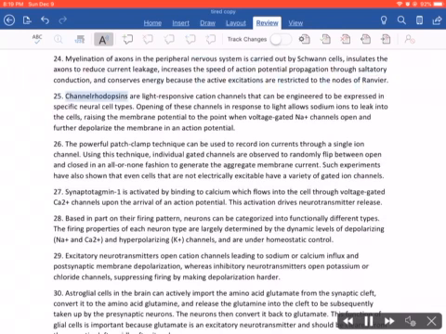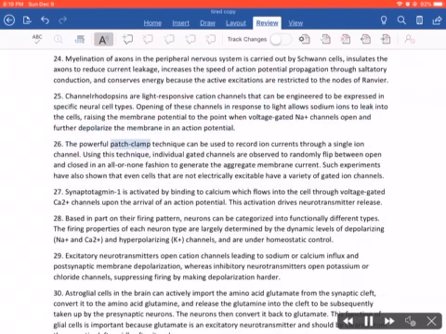25. Channelrhodopsins are light-responsive cation channels that can be engineered to be expressed in specific neural cell types. Opening of these channels in response to light allows sodium ions to leak into the cells, raising the membrane potential to the point when voltage-gated Na+ channels open and further depolarize the membrane in an action potential.